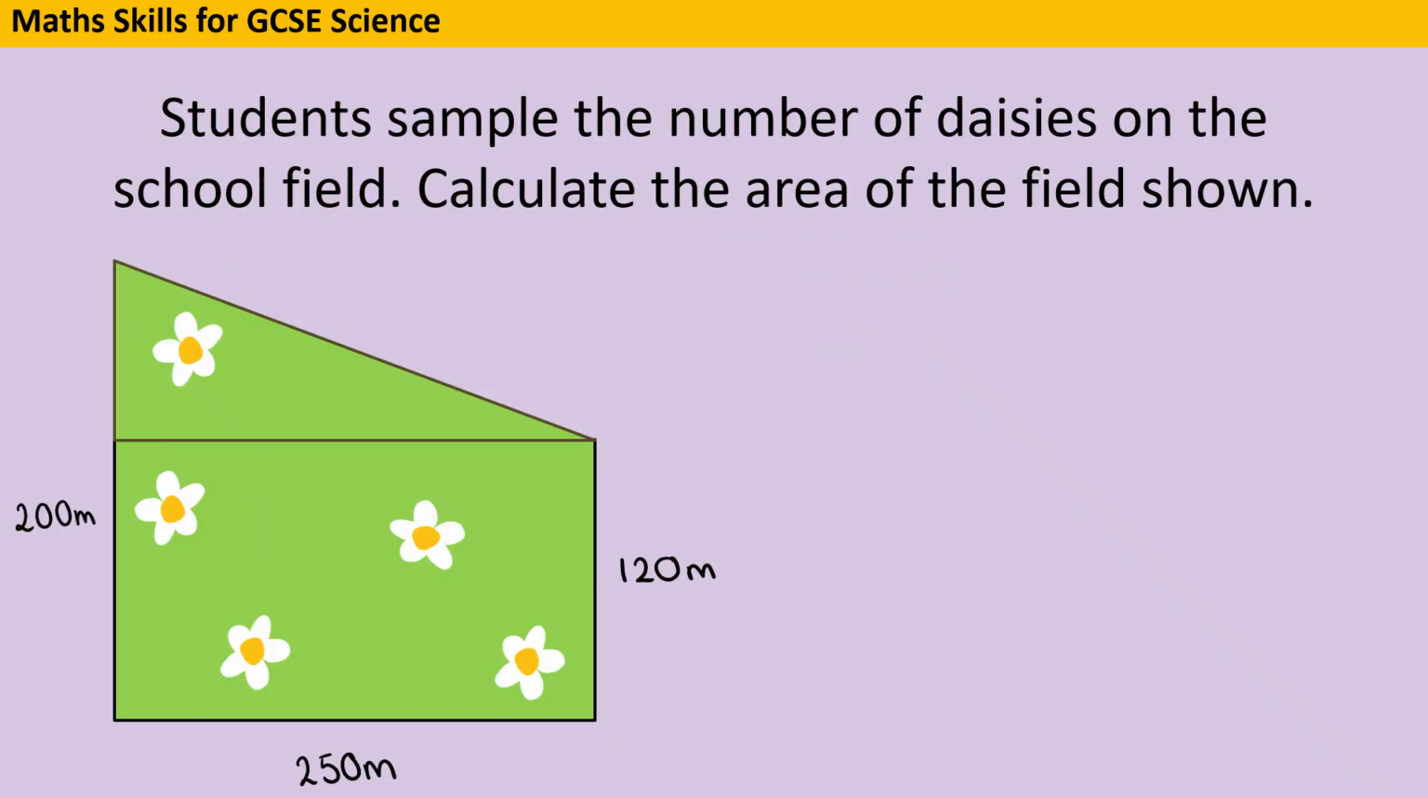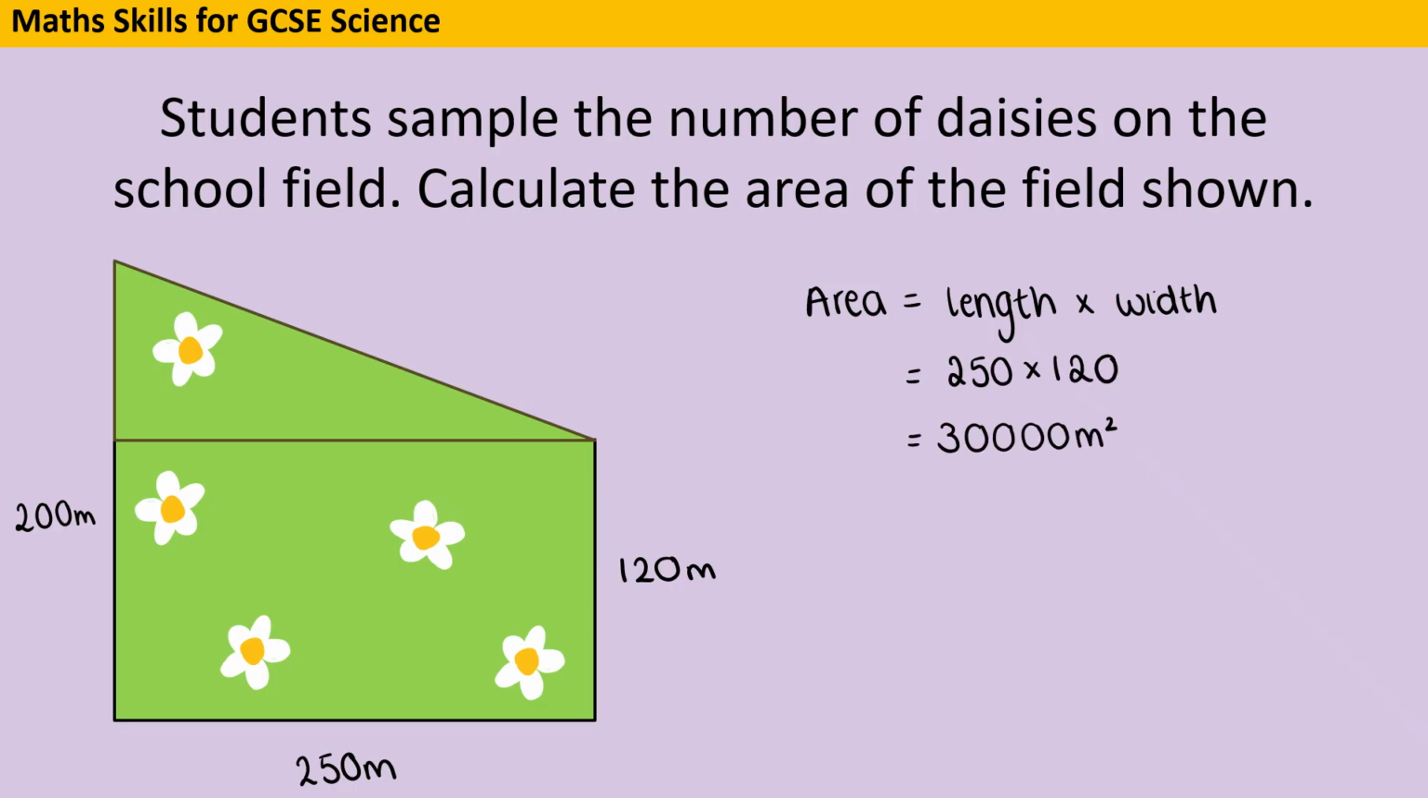We can put these squares and rectangles together to allow us to work out the area of some bigger shapes. So again, our students are counting daisies and they need to know the area of this field. Well, to start with, we can split this up into a rectangle and a triangle. So the area of the rectangle is quite easy. We can see that it's going to be 250 multiplied by 120. And so that gives us an area for that part of the field of 30,000 metres squared.